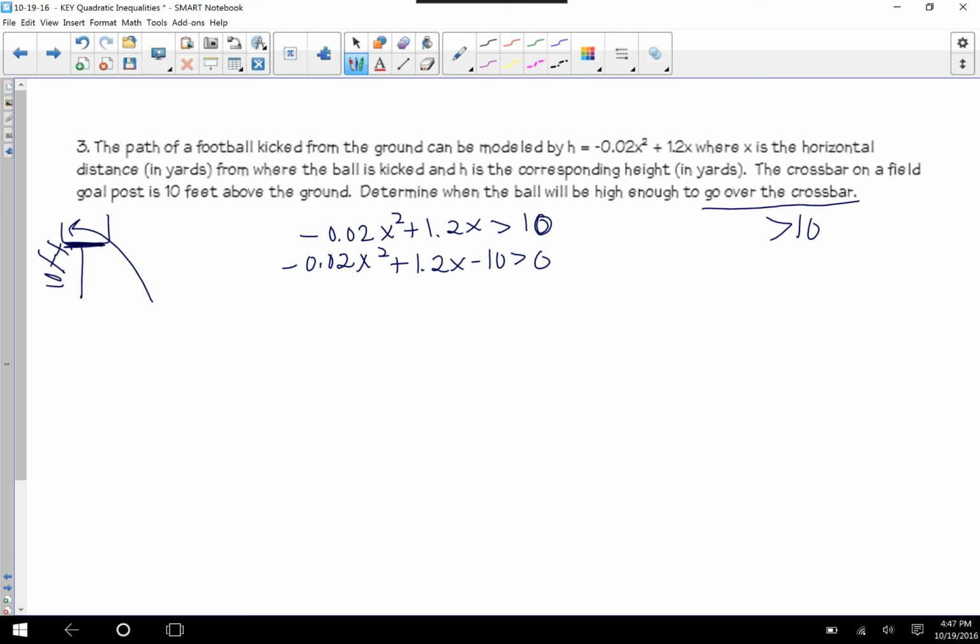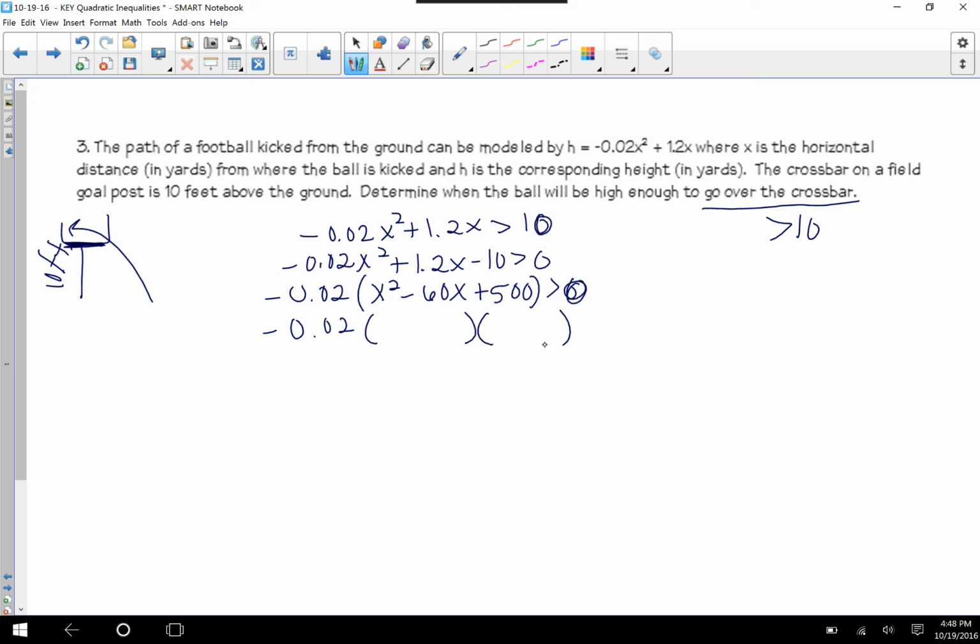Again, I have this negative 0.02 in the front out here. I'm going to see if I could factor that out of everything. You could divide everything by negative 0.02, but remember, if you divide by a negative, this inequality is going to have to flip, okay? I'm going to factor it out. I'm going to see if I can remove the 0.02, okay? Everything is divisible, right? So what I end up with is negative 0.02 times x squared minus 60x plus 500. It's greater than 0. All right, so then I want to try to factor if I can.